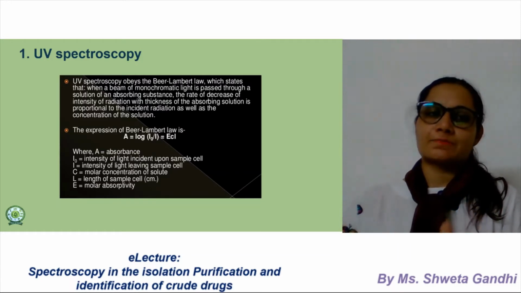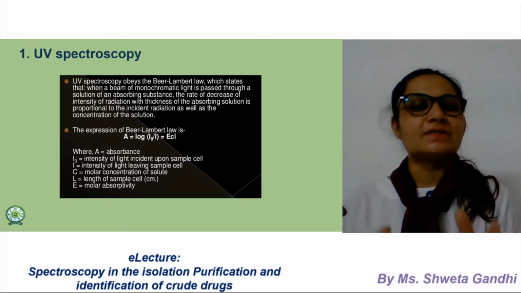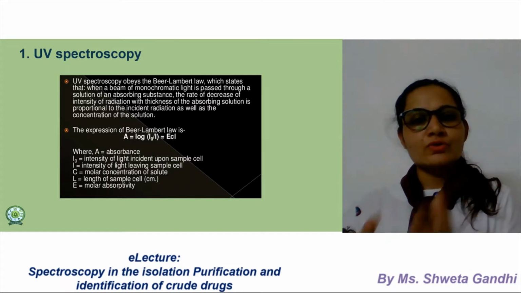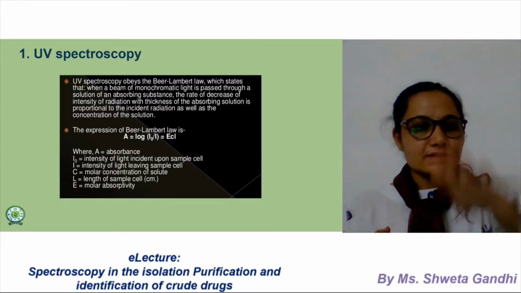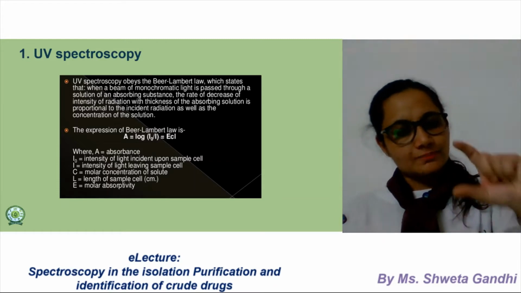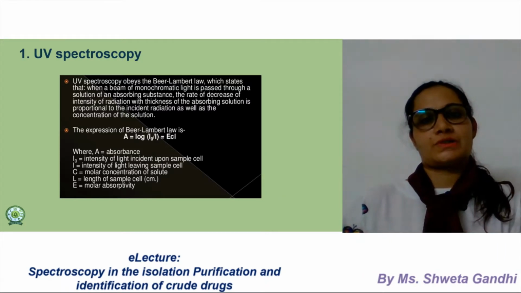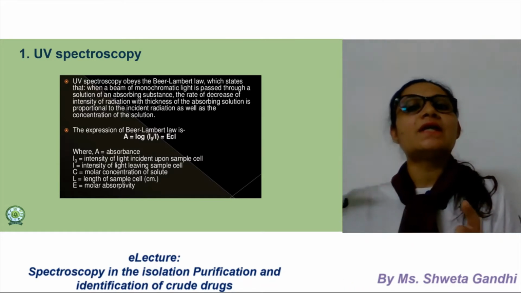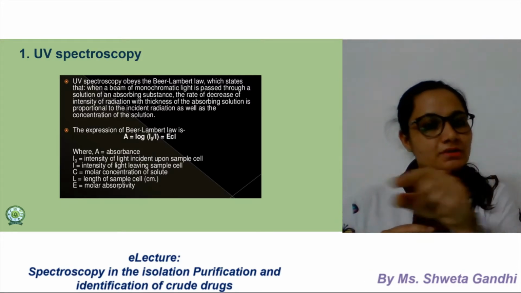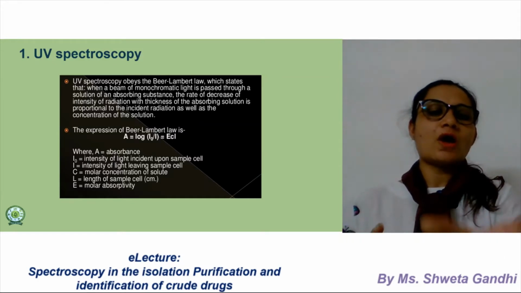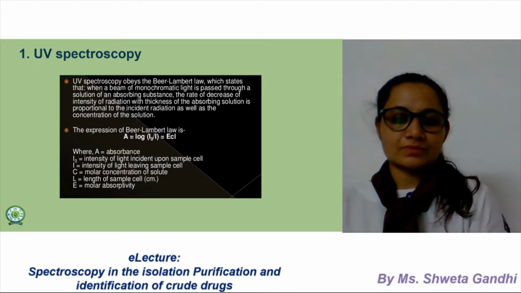UV is ultraviolet spectroscopy. So you should note down one point, that UV spectroscopy obeys the Lambert-Beer law, which states that when a beam of monochromatic light is passed through a solution of an absorbing substance, the rate of decrease in the intensity of radiation with thickness of the absorbing solution is proportional to the incident radiation as well as the concentration of solution. For UV spectroscopy, we have to prepare dilutions of different concentration. So a ray passes through this solution, and this is the formula for the Lambert-Beer law application, where we have to find out the radiation, the absorbing substance.